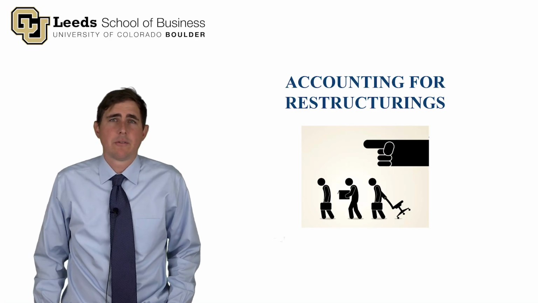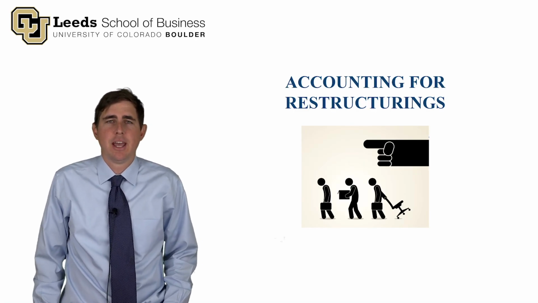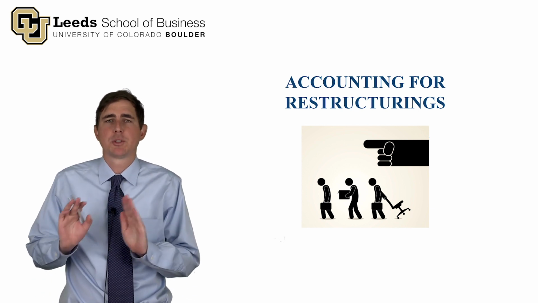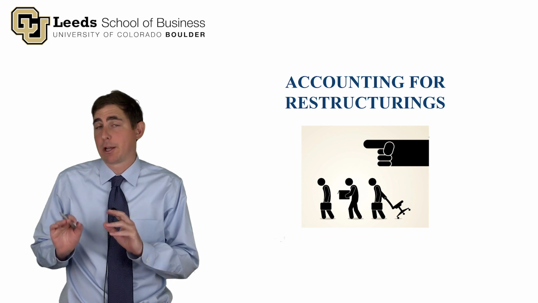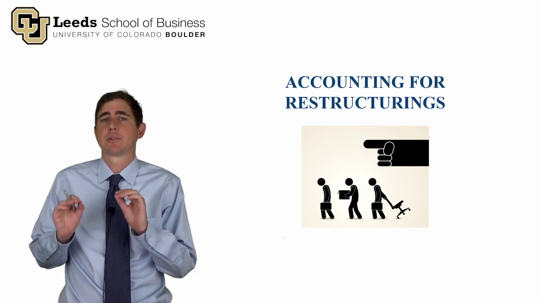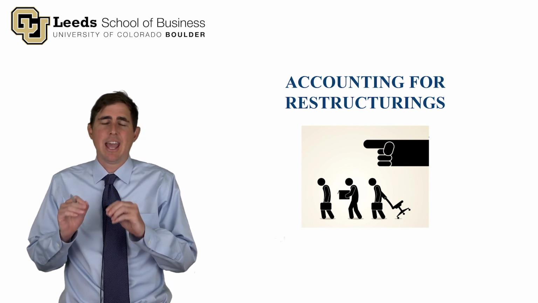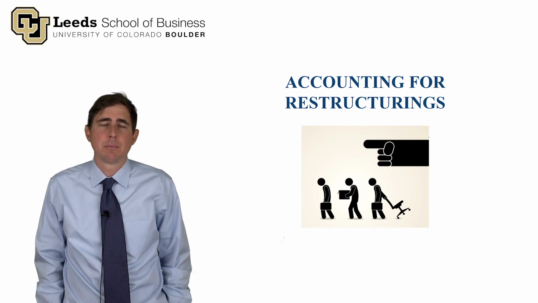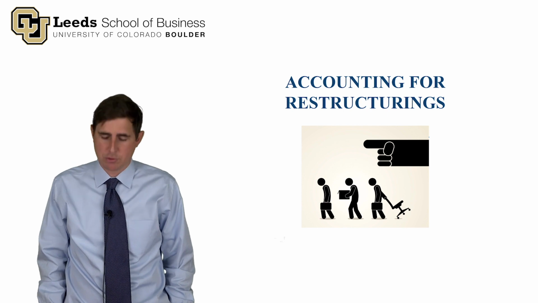Okay, this video covers accounting for restructurings. Restructurings are when a company decides to exit or dispose of certain elements of their business, and that includes layoffs, asset disposals, and contract terminations. And they incur costs when they do these restructurings. So how do companies account for these restructuring costs?